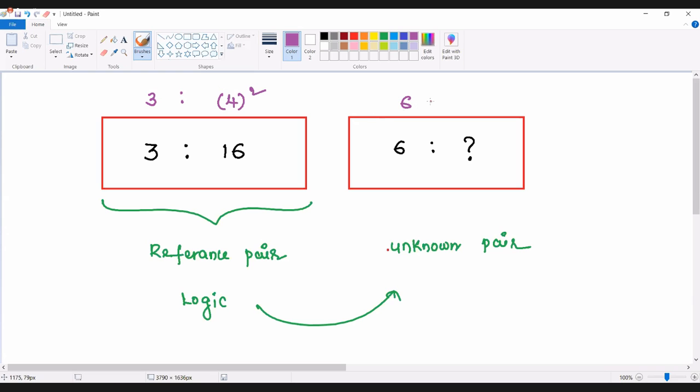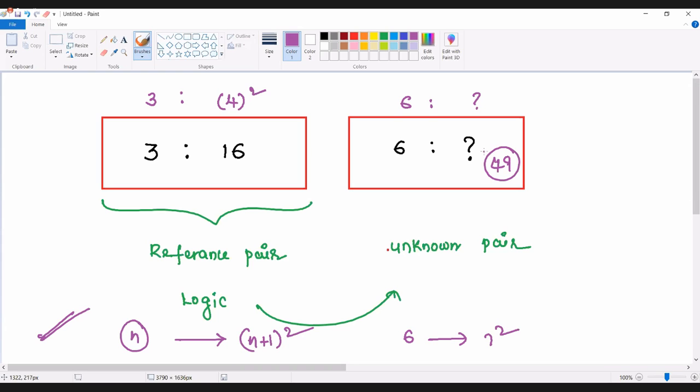Then 6 will be what is the question. What is the logic available here? If 3 becomes 4 square, that means if you assume a number n, it becomes n plus 1 whole square. That's the logic available here. So then 6 becomes 6 plus 1 whole square, that is nothing but 7 square. Mark your answer choice as 49.